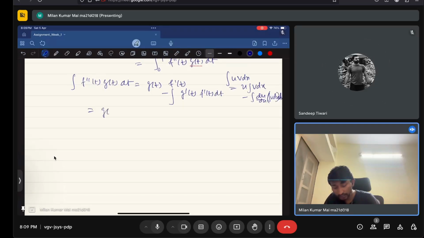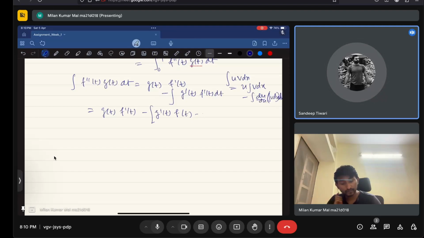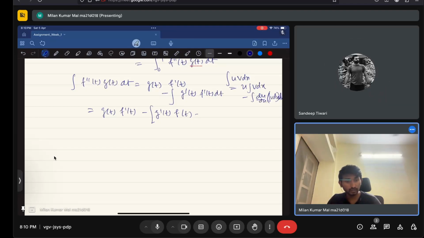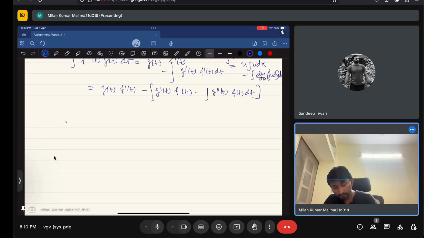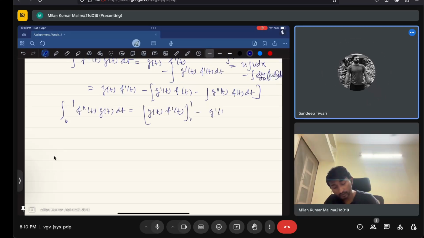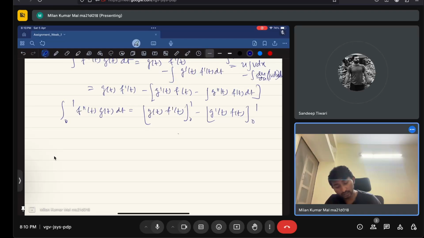Now if we do it again, we get g t f dash t minus g dash t f t, and the first term will be 0 when I replace the limits 0 and 1. So the integral from 0 to 1 of f double dash t g t dt equals the integral from 0 to 1 of g double dash t f t dt.